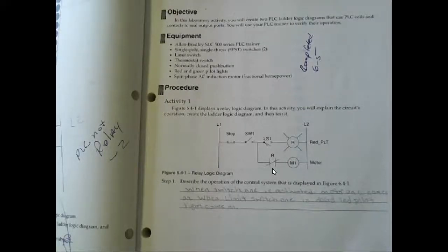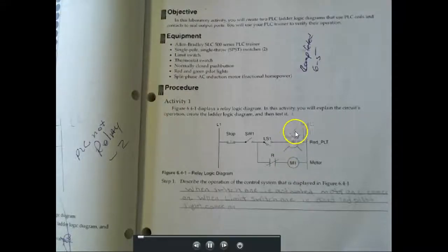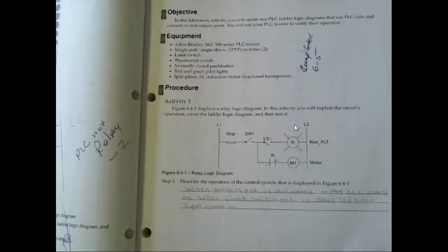Here they're giving us a symbol for a light bulb, and down here they're putting a contact that is controlled by a light bulb. Light bulbs do not control contacts. Relays control contacts, but light bulbs don't control contacts.